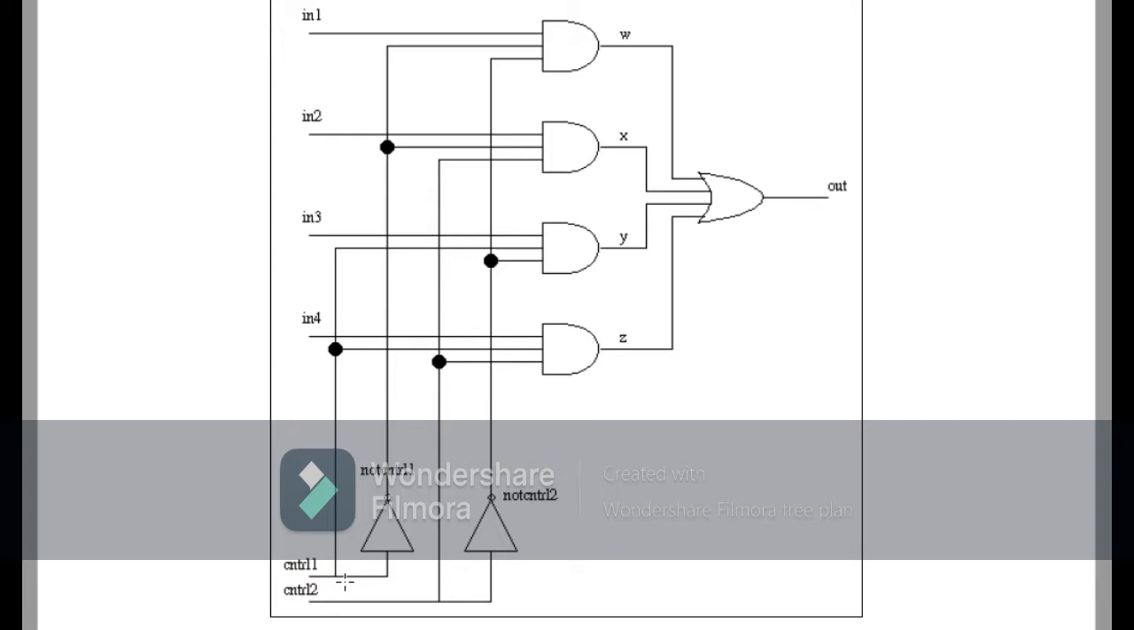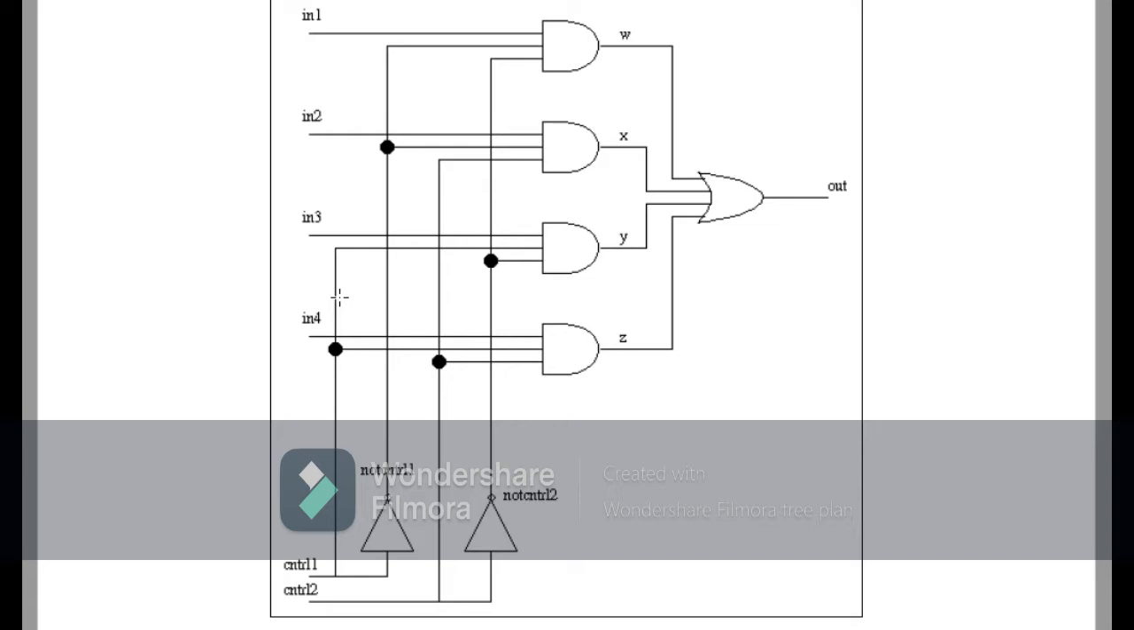Similarly, when control 1 is 0 and control 2 is 1, then we will obtain input 2 at the output, and similarly for input 3 and input 4. So in this way the MUX performs its operation.